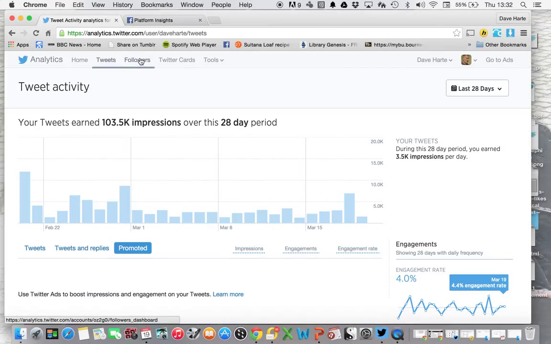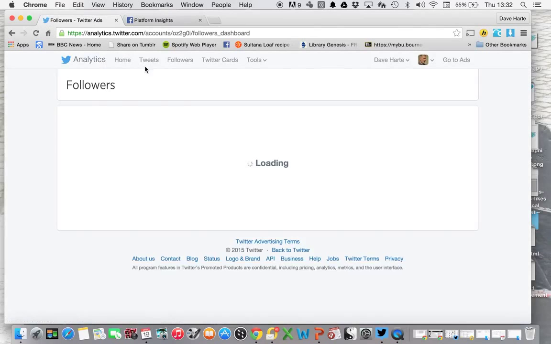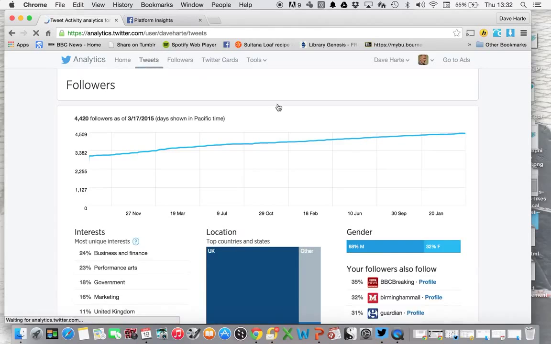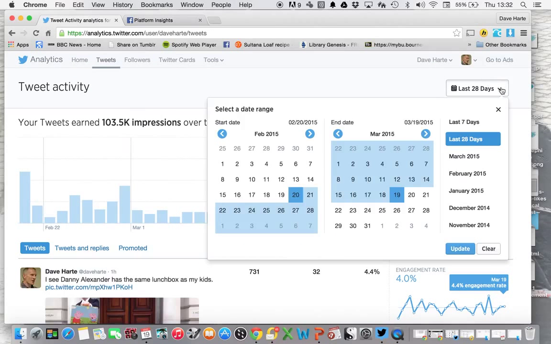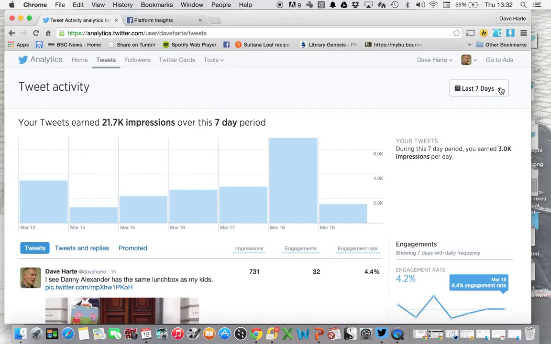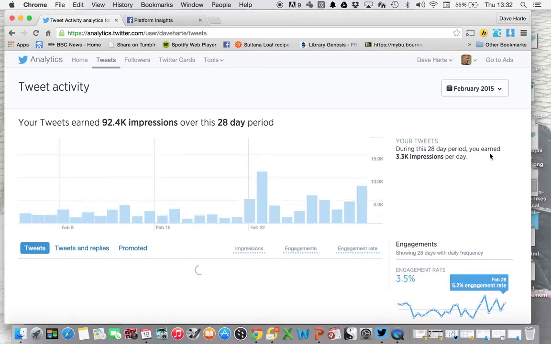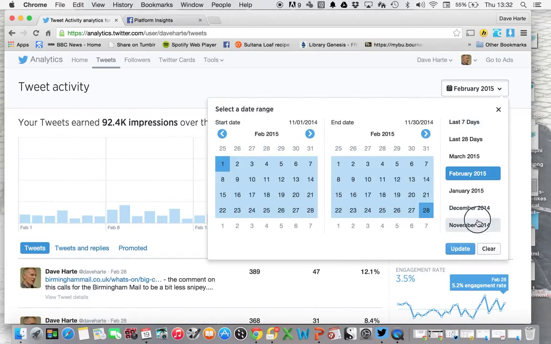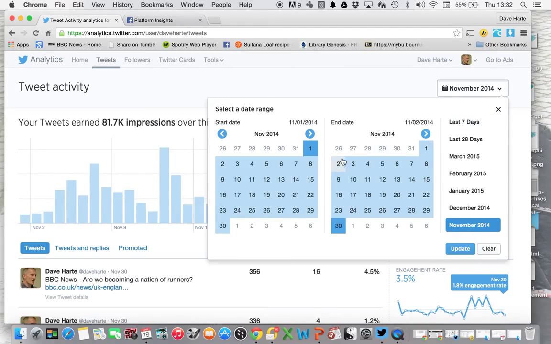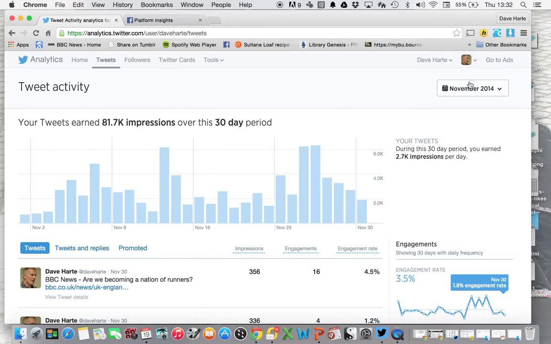Okay, so that's pretty useful information. And I should just point out, if we go back on the tweets dashboard, I can change that from last 28 days to last 7 days. The graph changes to February, the graph changes, November, the graph changes. It's usually from this part you can download the data as well, but we won't look at that today. So this November looked like a pretty good month in terms of organic impressions.